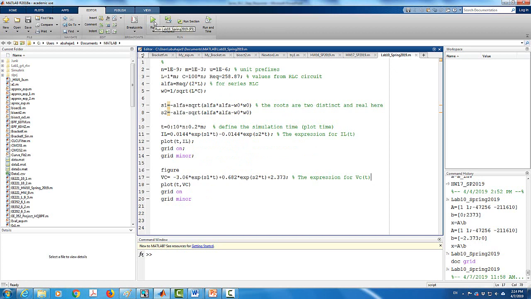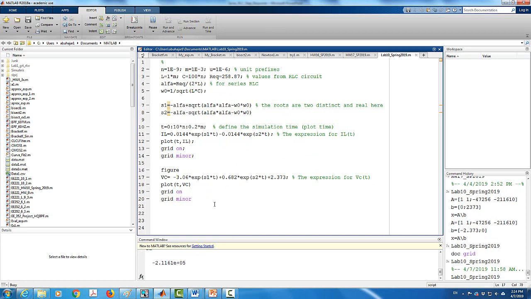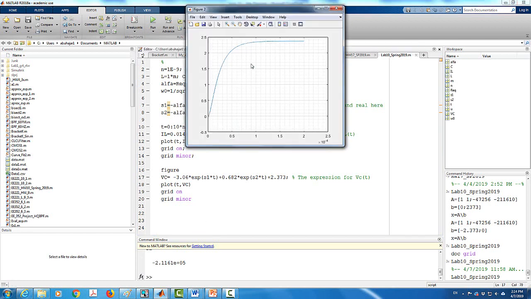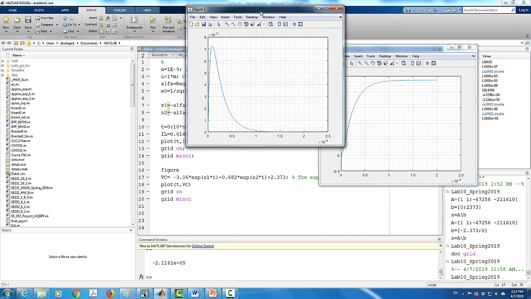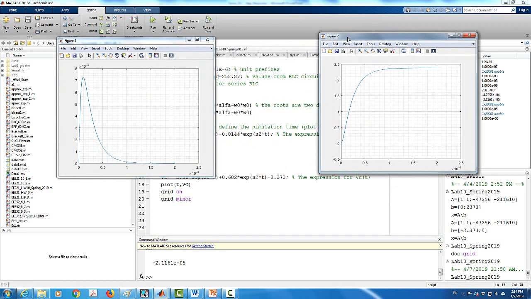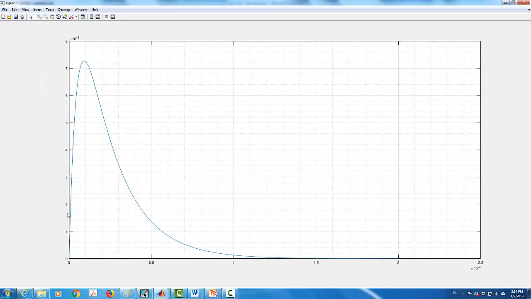And now let's run the script. I'm going to run the script, and I'm going to have two graphs coming up shortly. So this is graph 2 and this is graph 1. Graph 1 is basically I of L. As you can see, IL will jump all the way to around 7.3 milliamps, and then drop down to 0 again at infinity, because it starts at 0, goes to some peak value, and then drops to 0 again. So this is the shape of IL.